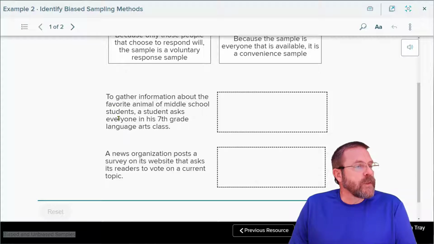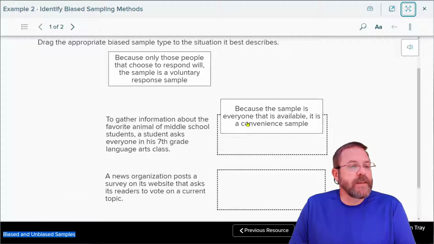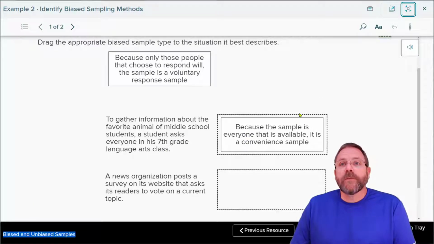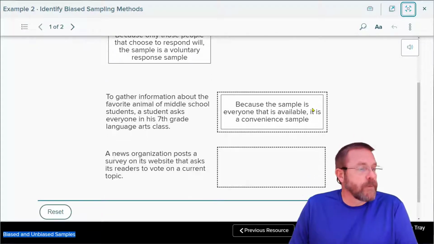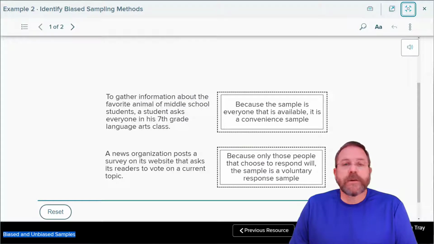A student asked everyone in his 7th grade language arts class. Well, that's going to be a convenient sample because he only asked the students that were right there in the class together. They were convenient to him. Meanwhile, a news organization posts a survey on its website that asks its readers to vote on a current topic. That's going to be a voluntary response sample because only the people who choose to get on the website, look it up, and take the survey are going to be responding to their survey. Once again, this is a biased sample.